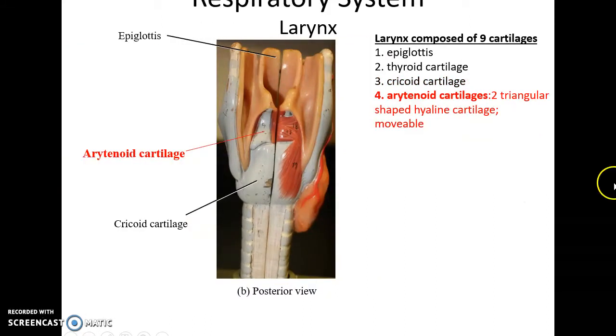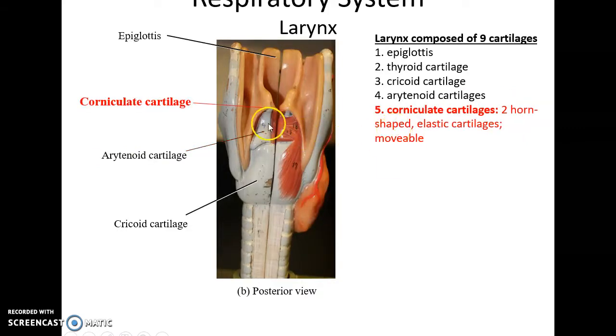The arytenoid cartilages are small, sort of triangular cartilages. There's two of these. They are made of hyaline cartilage, and they are able to move to a certain degree. On the very top or superior border of them are the tiny corniculate cartilages that are shaped kind of like little horns, made of elastic cartilage, and are also movable by contractions of muscles.